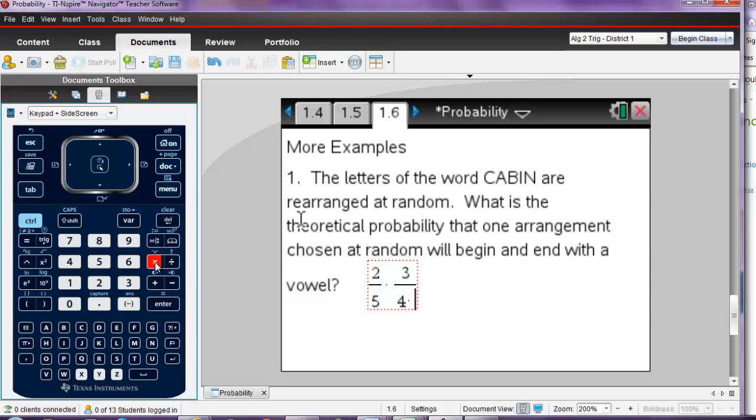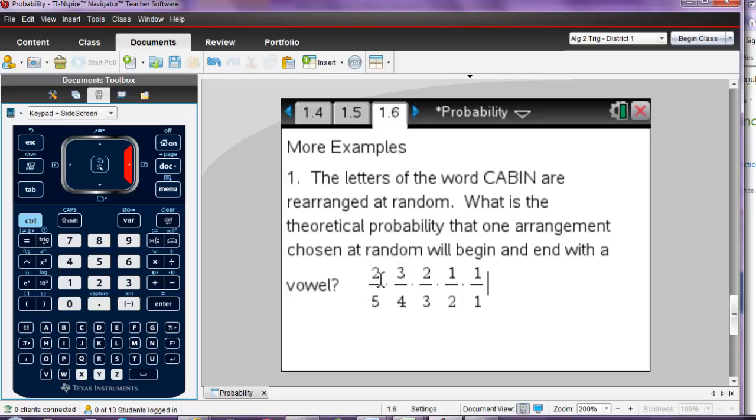I'm going to multiply that by, now I have 2 consonants left out of 3 letters. Multiply that. I have 1 consonant left out of 2 letters. And I need to end my word in a vowel. Well, I have 1 vowel left out of 1 letter. And so that's the setup for that particular problem. So you have to think through each problem individually and kind of visualize it.